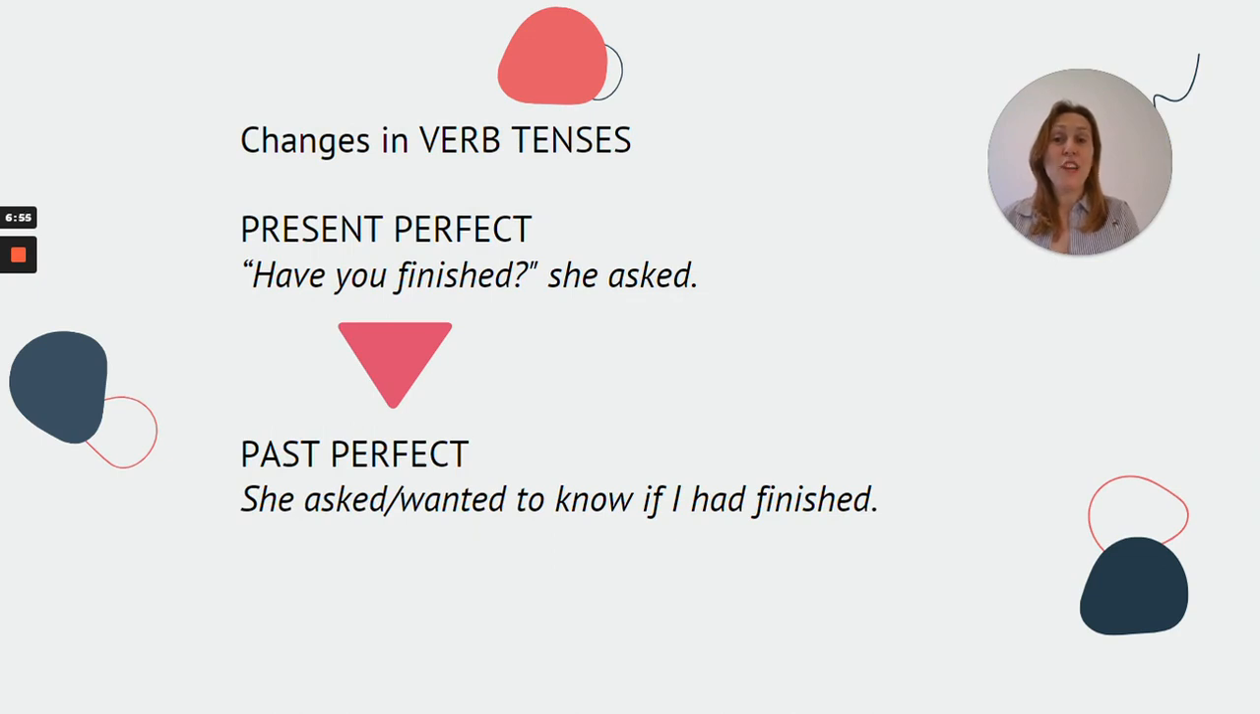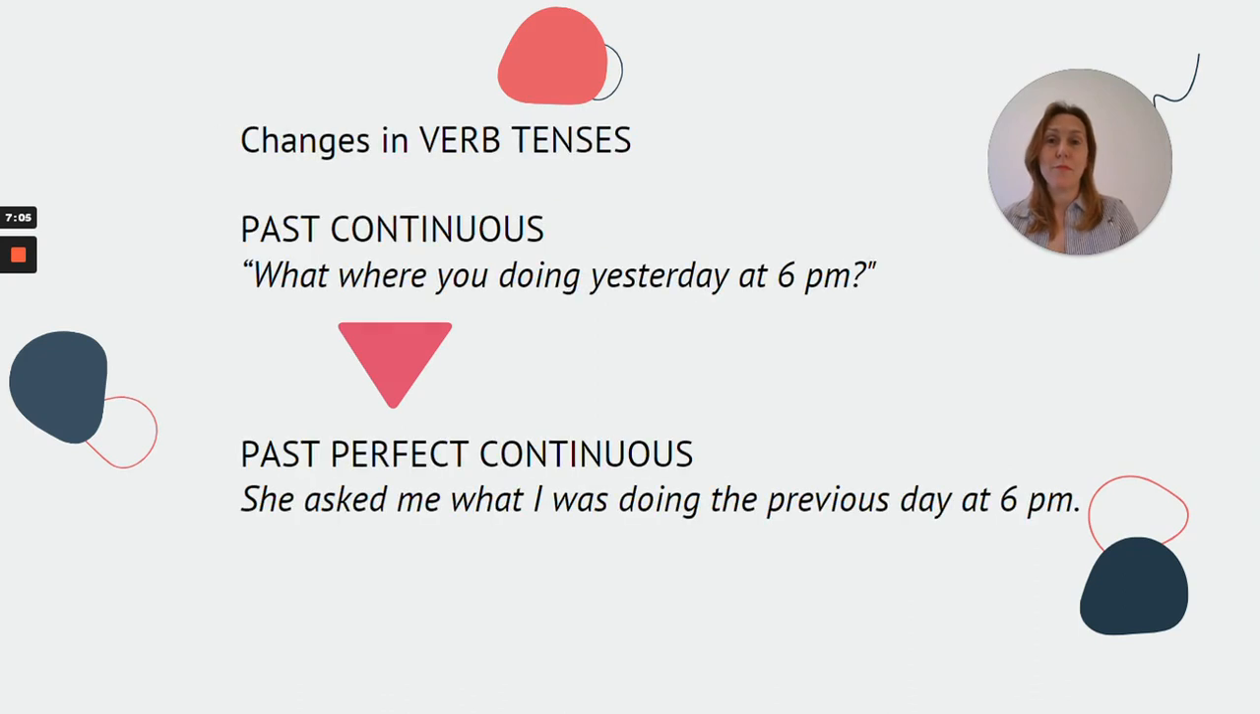Present perfect changes to past perfect. "Have you finished?" She asked. She asked or wanted to know if I had finished. Past continuous changes to past perfect continuous. "What were you doing yesterday at 6 p.m.?" So notice she asked me what I was doing the previous day at 6 p.m.